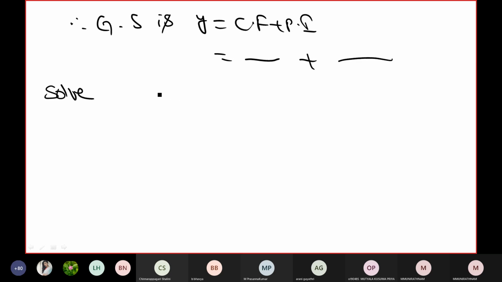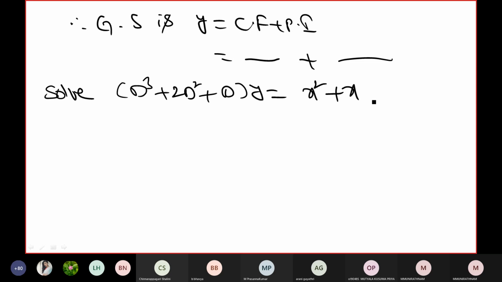Those who have finished, do the next problem. Solve D cube plus 2D square plus D into y equal to x square plus x.